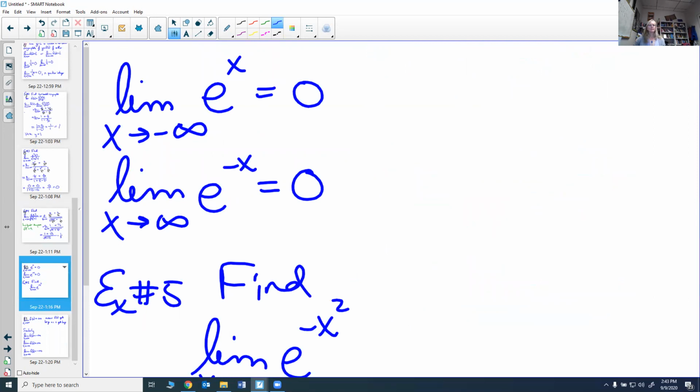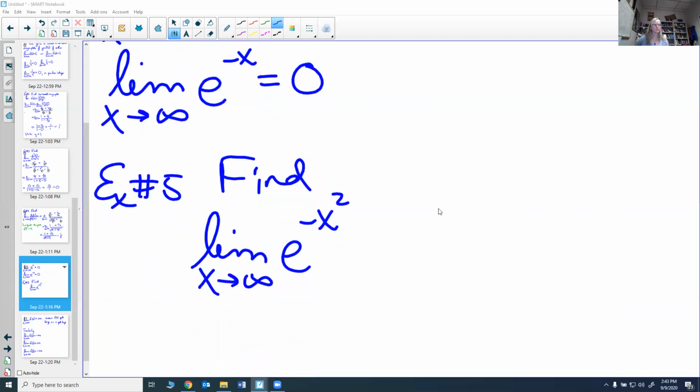We can also let x go to infinity or negative infinity. There's no reason why we couldn't do that. So we can let x go to negative infinity. That would be e to the x. Remember, the limit as x goes to negative infinity of e to the x is 0. If you don't believe me, look at the graph of it and you'll see that that's where it's heading. The limit as x goes to infinity of e to the negative x is 0. Again, looking at the graph, you'll see that's where it's heading.